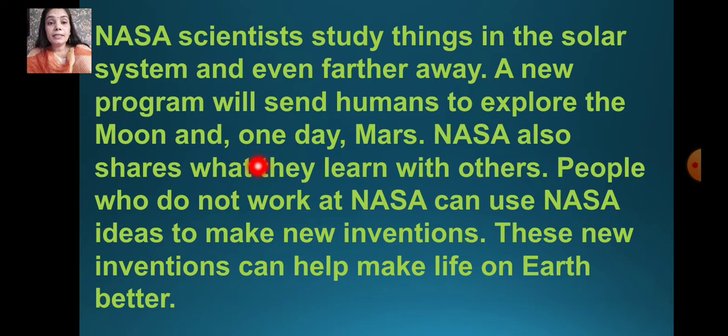Now, many scientists in NASA study things in the solar system and even farther away. Very extensively they learn many things. A new program will send humans to explore the moon and one day Mars. So we learn all about the solar system. Many planets are there, right? NASA also shares what they learn with others. People who do not work at NASA can use NASA ideas to make inventions. So these new inventions can help make life on Earth better.